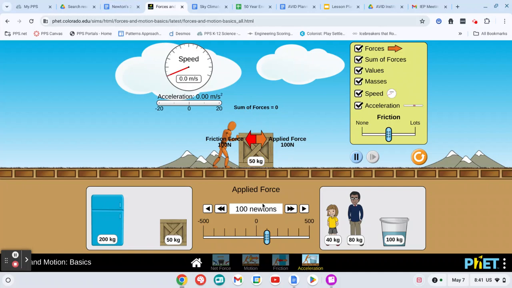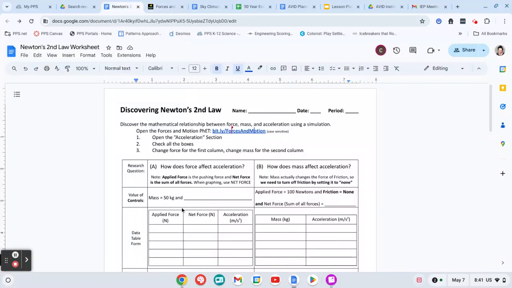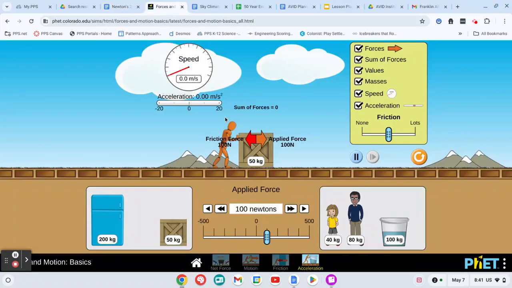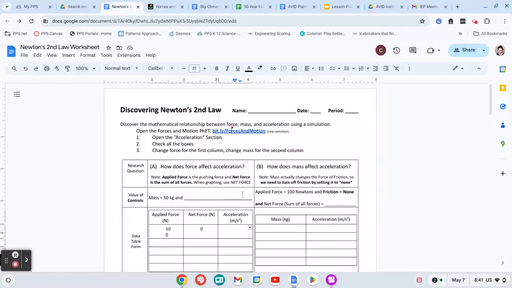I'm going to go ahead and record this as my first data point. So I can say my applied force is 100. The net force is 0. And the acceleration, which we can see right here, is 0 meters per second squared. So our acceleration is also 0.